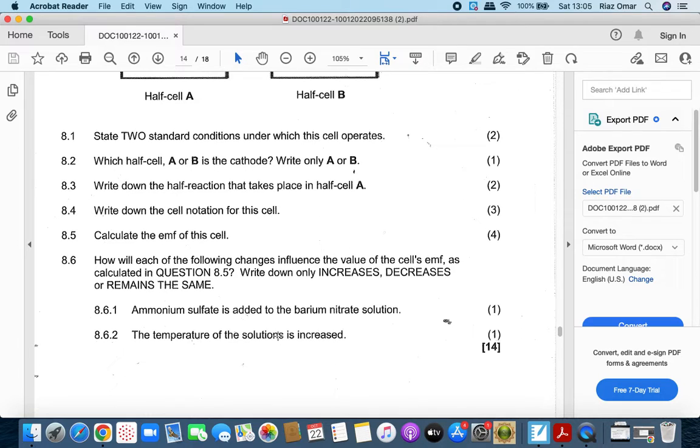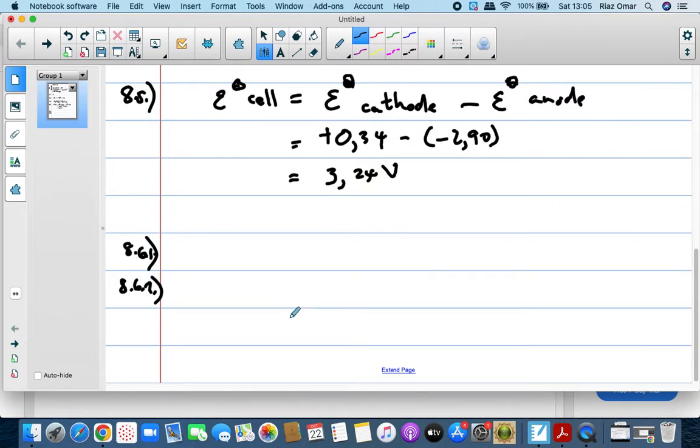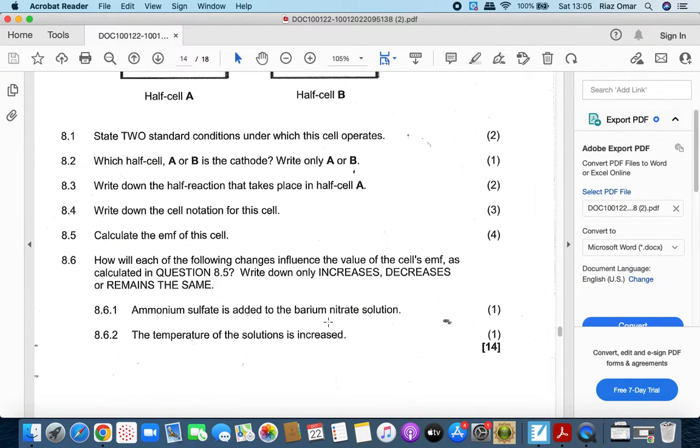It will decrease. The temperature of the solutions is increased, 8.6.2. Well, let's just write on 8.6.1. It will decrease, right? Decrease because of the precipitate. 8.6.2. The temperature of the solutions is increased.